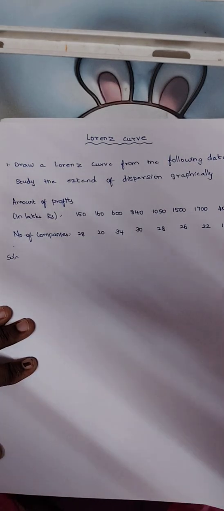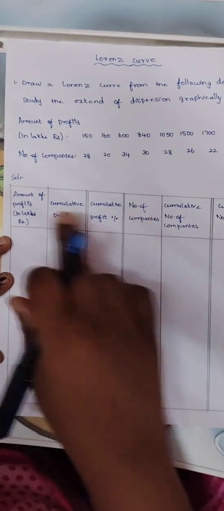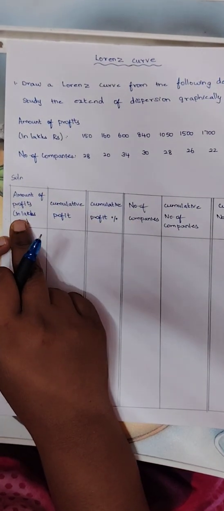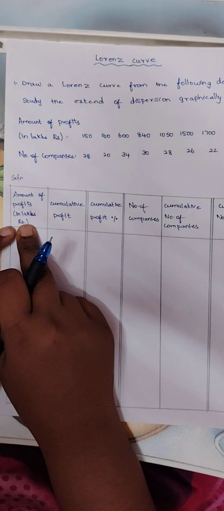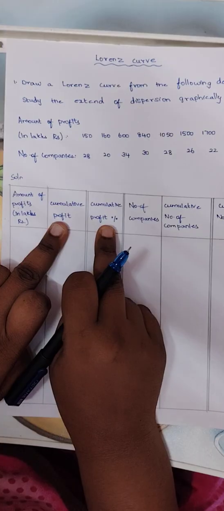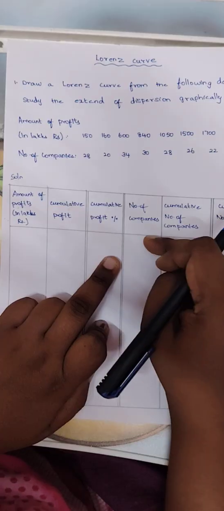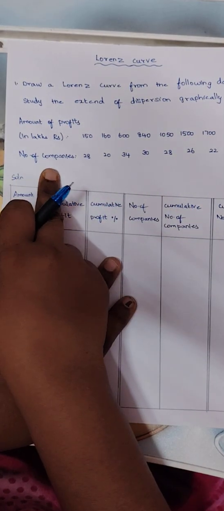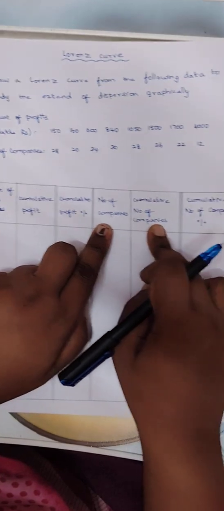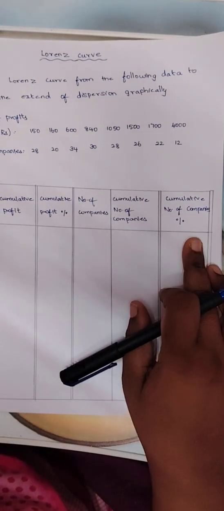First we'll draw a table. I have drawn a table here. As you can see, this is my first row, where the amount of profit is given. I have written the amount of profit in lakhs, and then I have to find the cumulative profit, and then the cumulative percentage profit. After that, I have to write the next term, my number of companies, and then the cumulative number of companies, and at last the cumulative percentage of companies. So these are the columns.